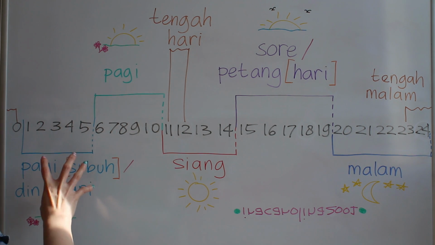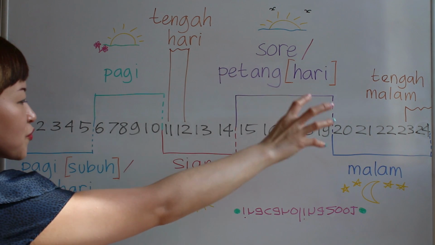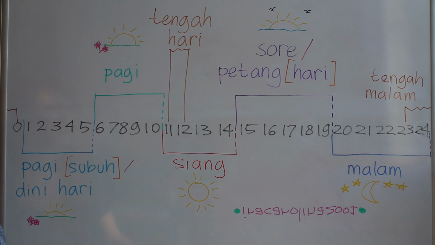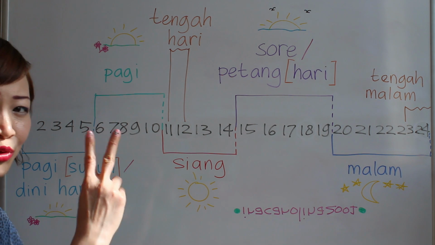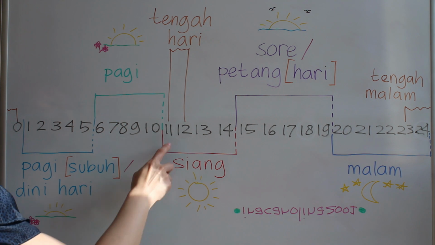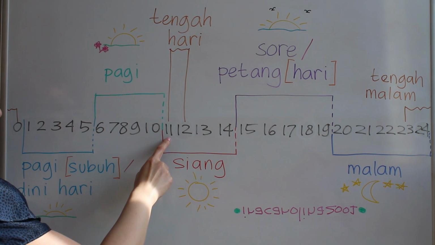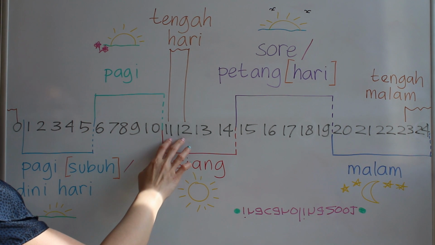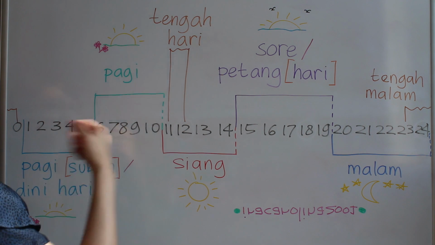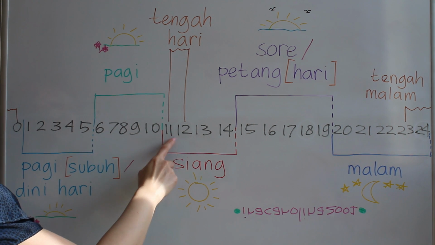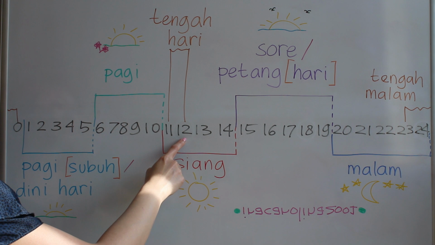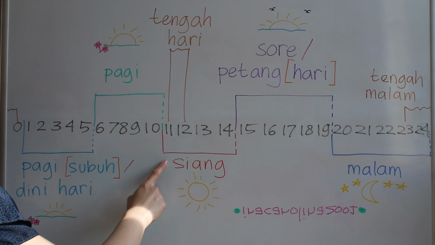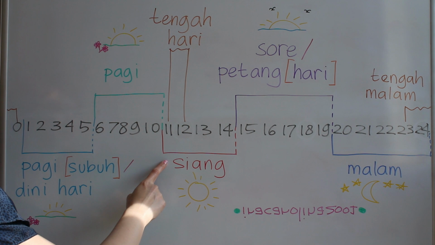So that's 1, 2, 3, 4, 5 divisions. And there's also something more specific, only 2 things. If you say 11 and 12, or in between, including 11 and 12, here you can say it with siang, or midday, or mid of the day.